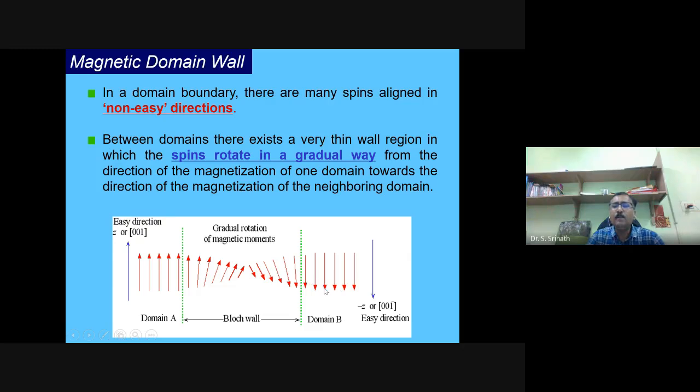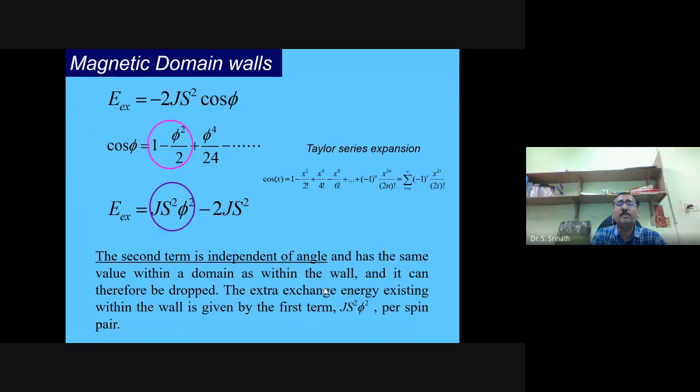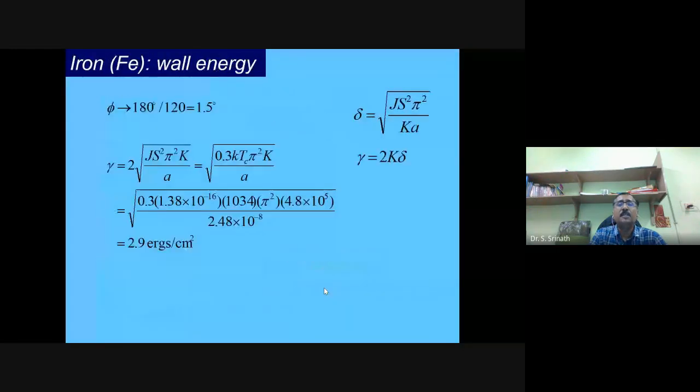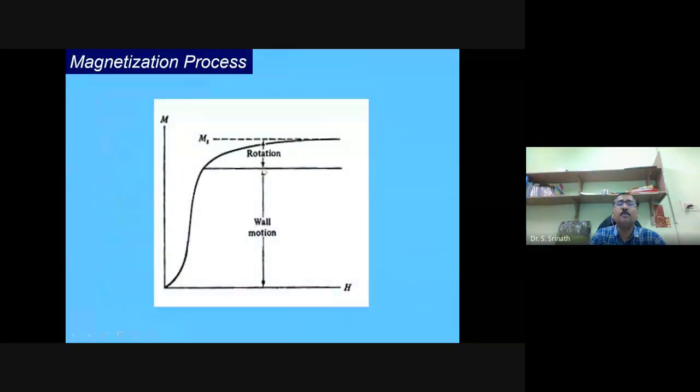Then finally, the domain B will bodily rotate at very high fields. When the field becomes really large, then that is not at all energetically favorable, so the domain B will bodily rotate. That's called domain rotation. So basically, you have a wall motion followed by rotation that will bring the magnetization to saturation. When the domain B also points along the field direction, then everything is pointed, there is no further increase in the magnetization, and the material is said to be saturated. So that is what happens.